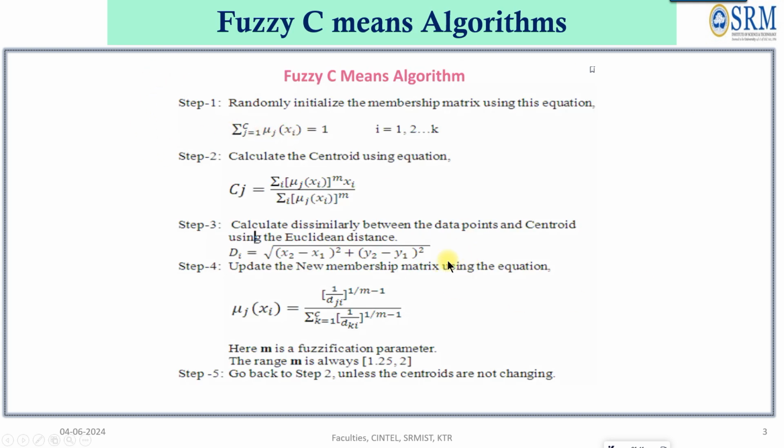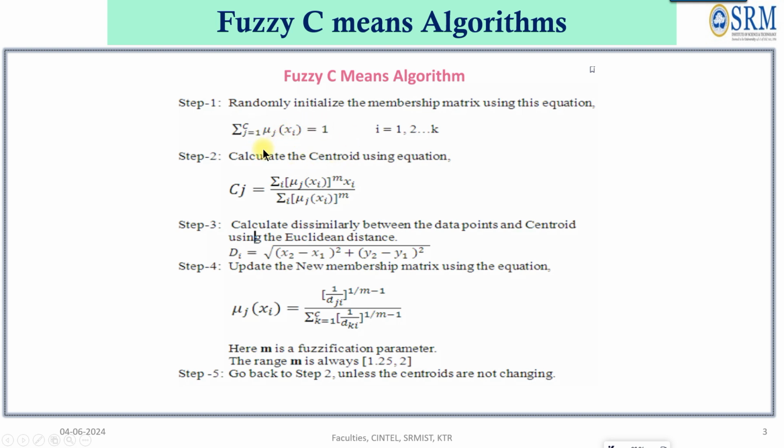These are the steps which we are going to follow for the fuzzy C-means algorithm. The first step is to randomly initialize the membership matrix using this particular equation. The main constraint here is that the membership value is represented by the notation mu i of xi.